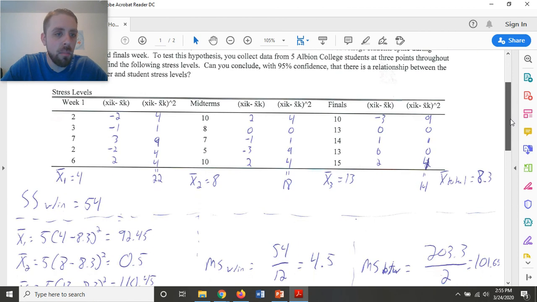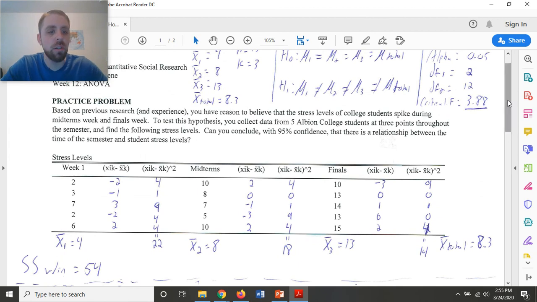And now the fun begins. I need to calculate student stress. I need to calculate sum of squares within the group.